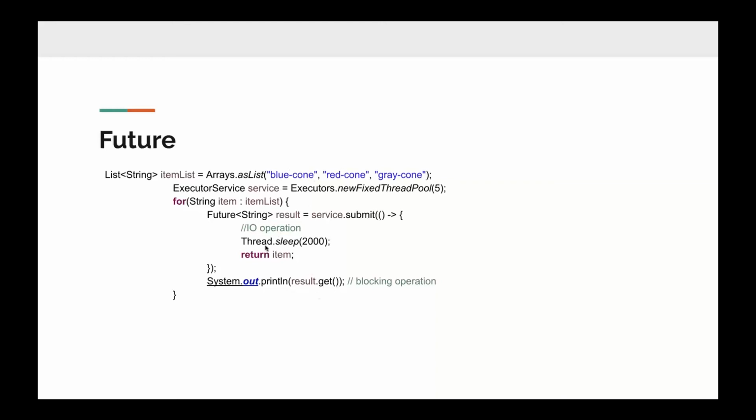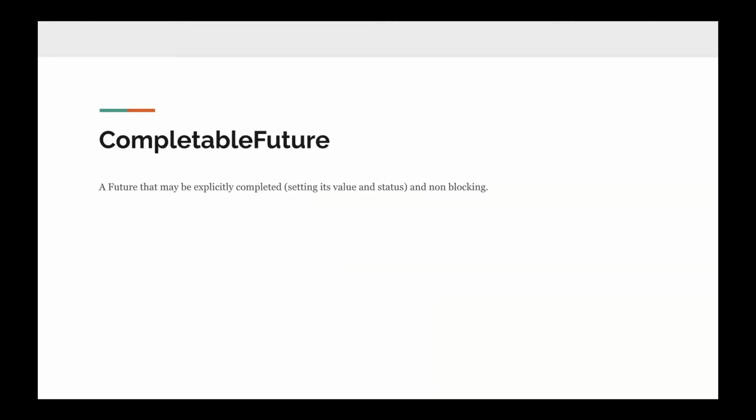After that, the red cone goes again, the gray cone goes, right? But consider if I have a resource at the back end to make orders easily, so I can scale it, but still my future is blocked. I cannot do anything, right? That you can avoid by using CompletableFuture.